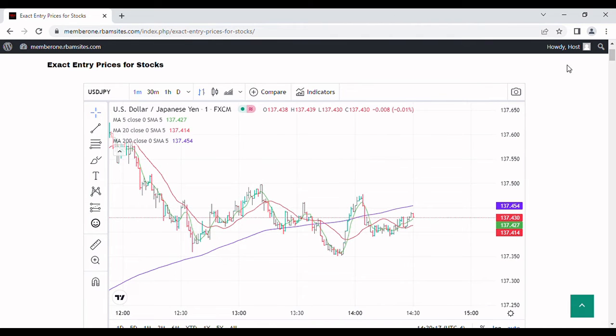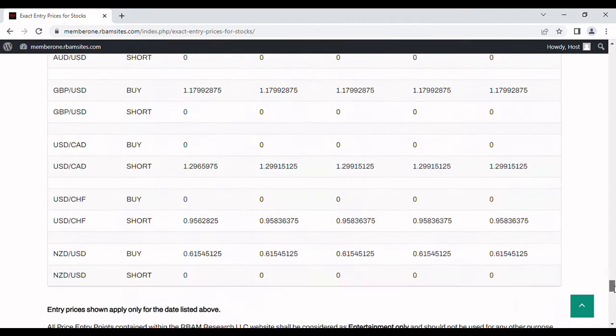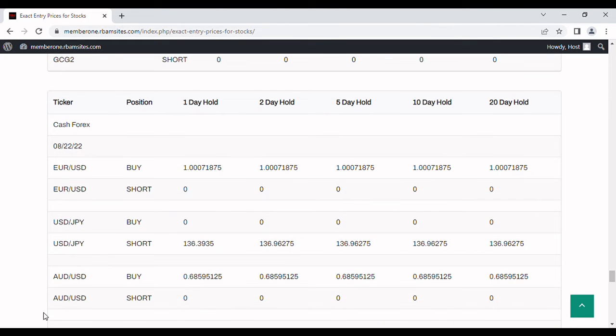We also have algorithmically generated trading prices on here, and let me show you how they work. We're scooting down here at the bottom. RBM Research puts these out every morning before 7 a.m. Again, this is cash Forex, and this is for Monday the 22nd, which is today. We have algorithmically generated trading entry signals, and let's see what it is for the U.S. Dollar versus the Japanese yen today. We have 1 day, 2 day, 5 day, and 10, 20 day holds.